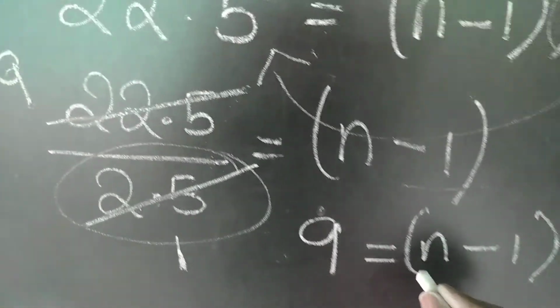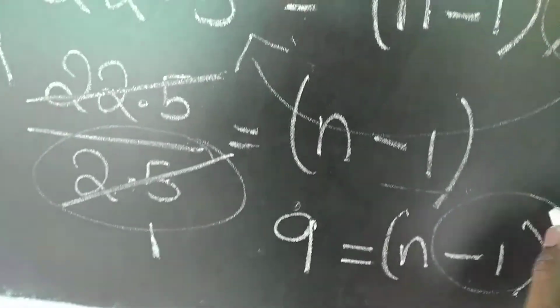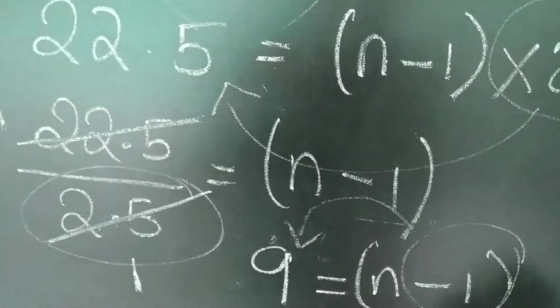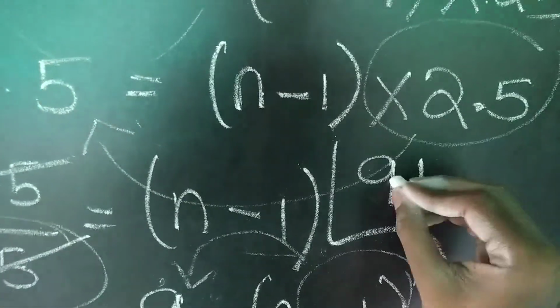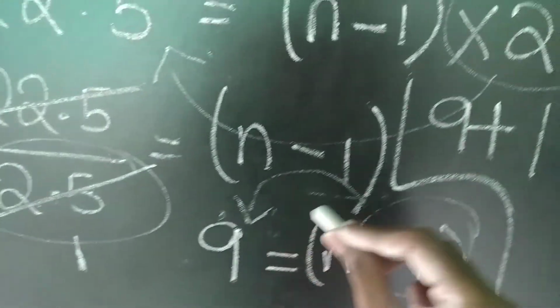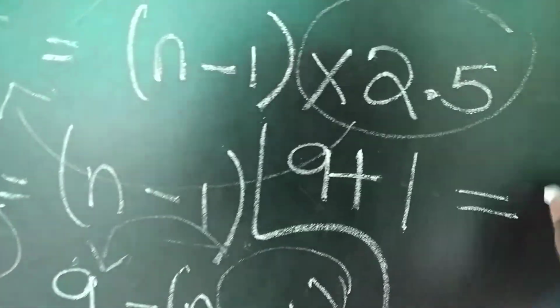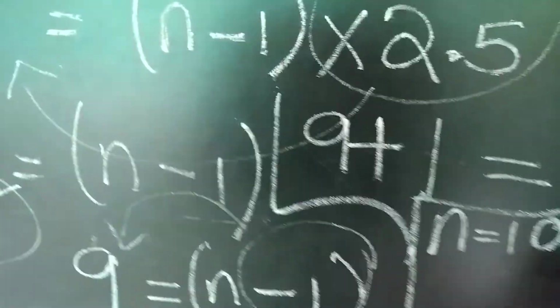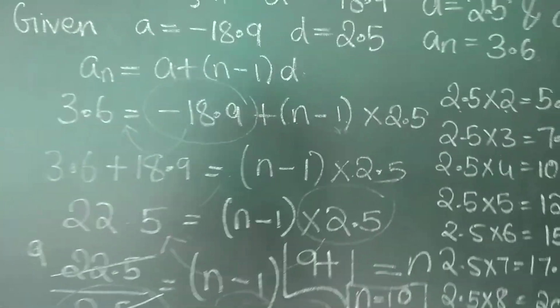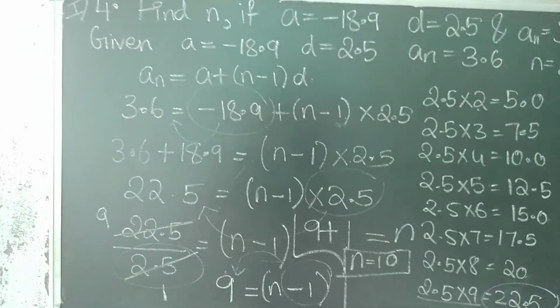So in order to find the number of terms, you shift this minus 1 also towards the LHS. We'll be getting 9 plus 1. If minus 1 goes there, it will become plus 1. 9 plus 1 equals n. So the number of terms is 10. So n equals 10. This is the way you need to solve to find the number of terms.